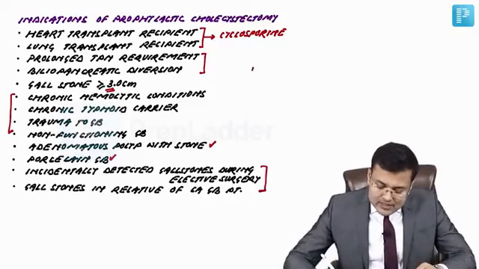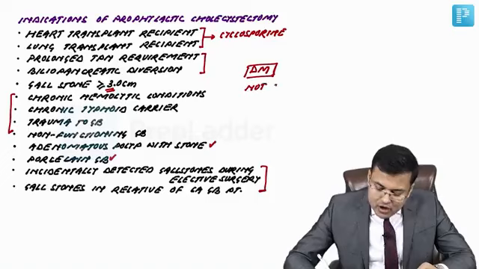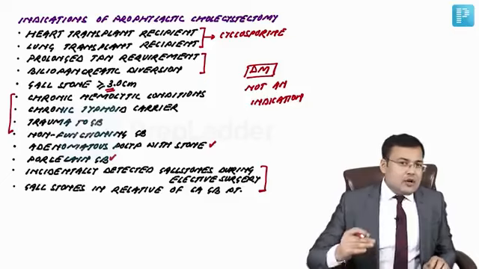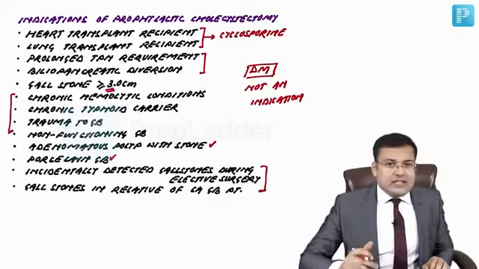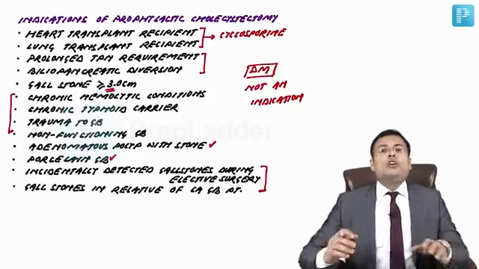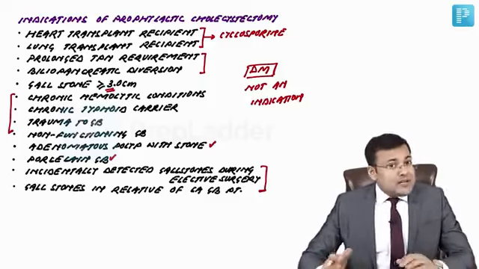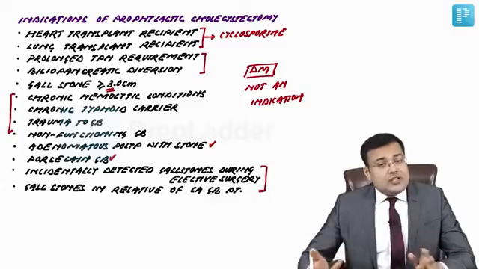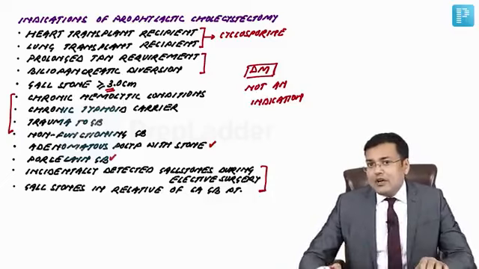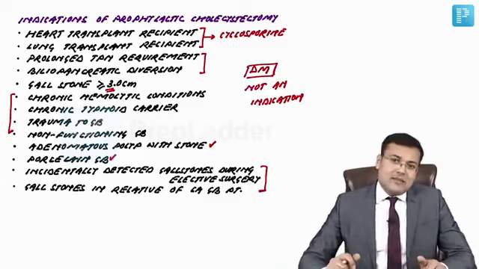And what you have noticed is that diabetes mellitus is not an indication for prophylactic cholecystectomy. Why? Because the incidence of acute cholecystitis in diabetes mellitus is similar to the normal population. The rate of complication is more, but the incidence is the same. That's why we do not go for prophylactic cholecystectomy in diabetes mellitus.